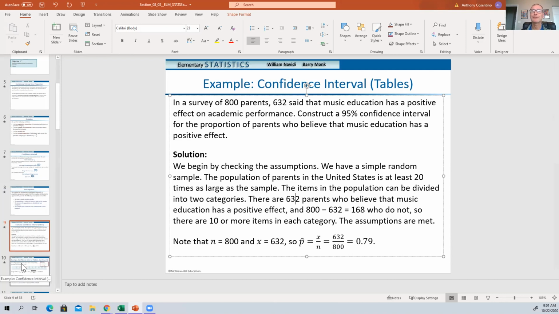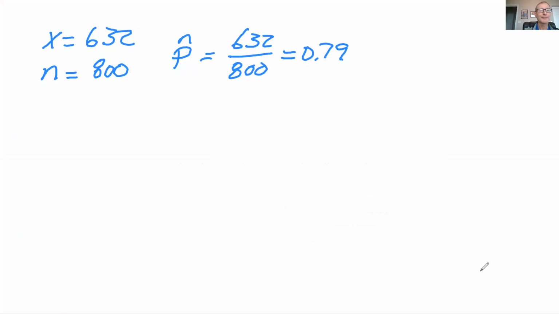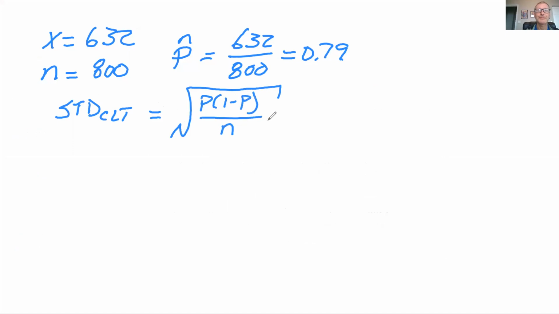So what do we need to do? Well, first thing we need to do now is I'll go back to the whiteboard and walk you through this. So the first thing we need to do is to find what I like to call the standard deviation of the central limit theorem, right? And that for the binomial style proportions looks like this.